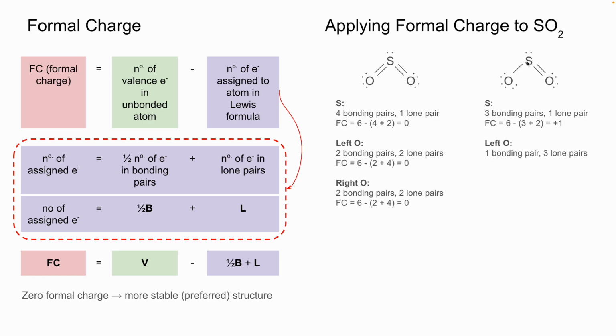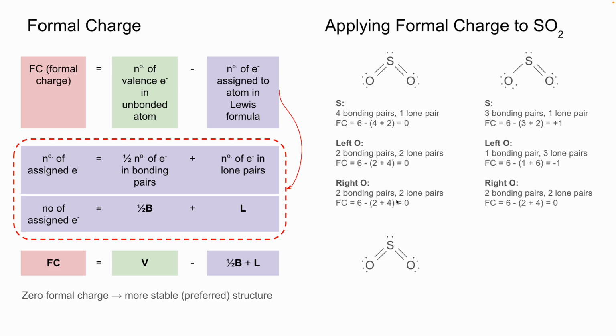My left-hand oxygen has 1 bonding pair and 3 lone pairs, which is 6 electrons. So 6 from the periodic table, take away 1 of these electrons, plus 6 electrons equals a formal charge of -1. This oxygen here is exactly the same as this oxygen here, which is this one here. So we can say that again the formal charge is 0.